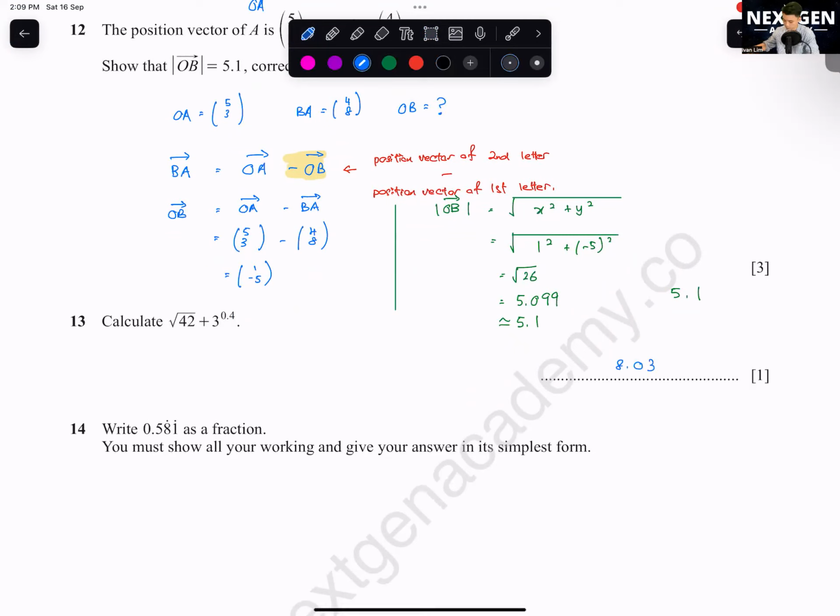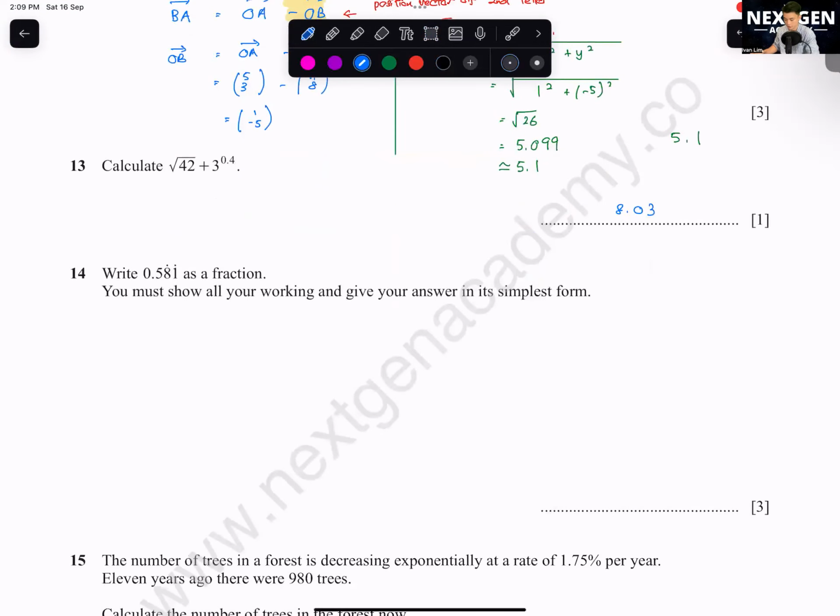Okay, question 14. How to do this? Write 0.581 recurring as a fraction. You can use your calculator actually to check for the answer first. Remember one of y'all taught me, right? Just type out 0.581 in your calculator. Your recurring decimal is what? 81, right? So you type 81, 81, 81, just keep typing 81, 81, 81, 81. Then you press equal. This calculator can process.